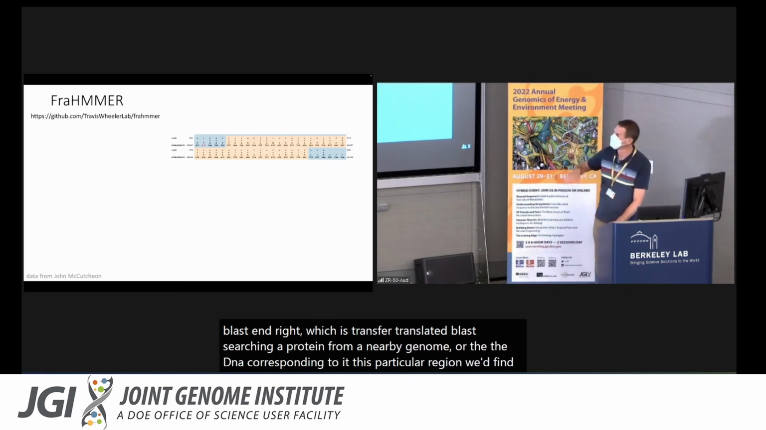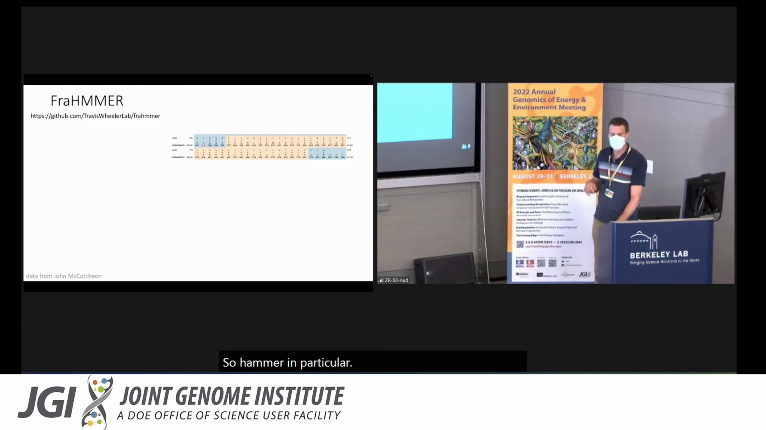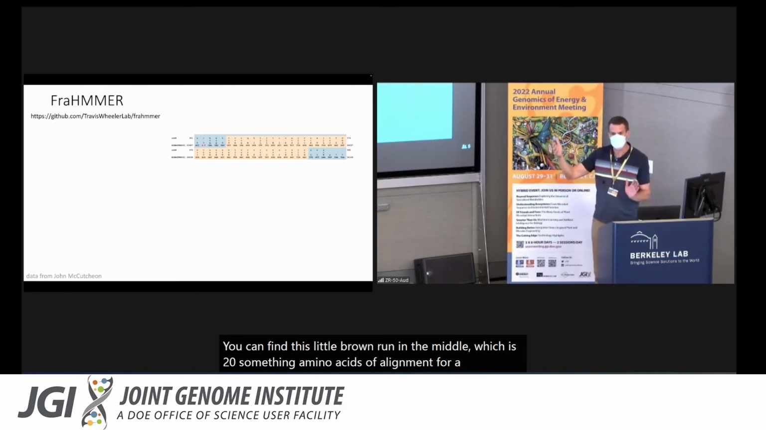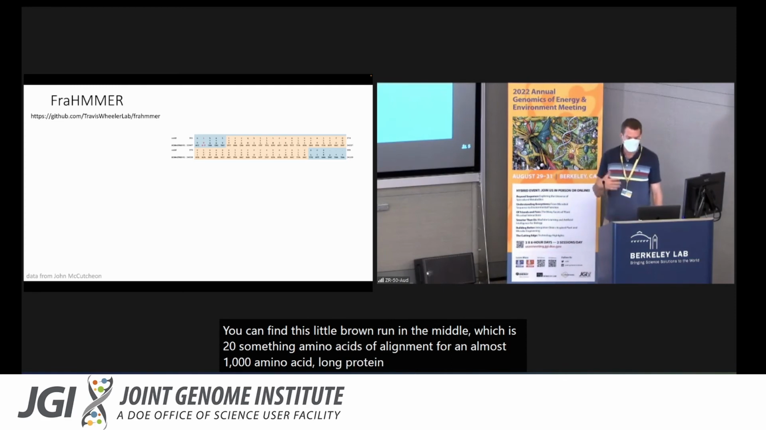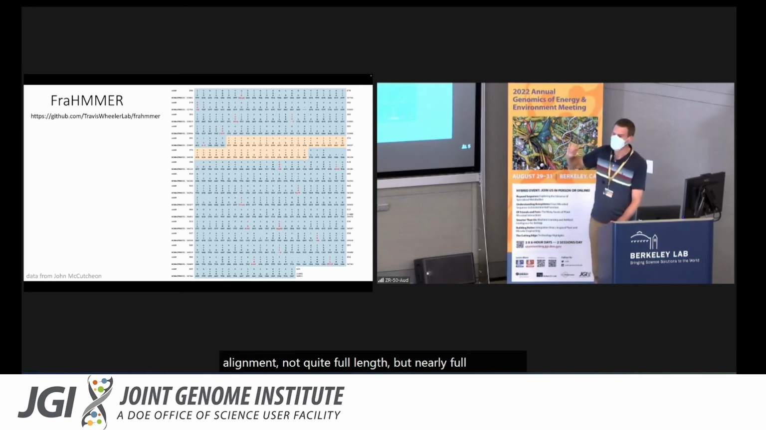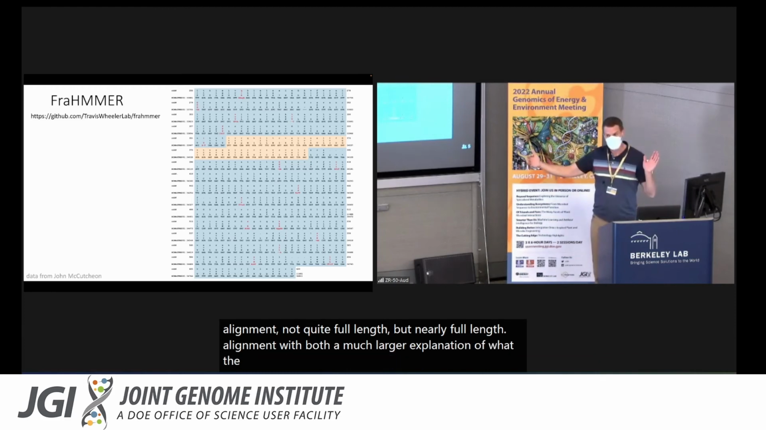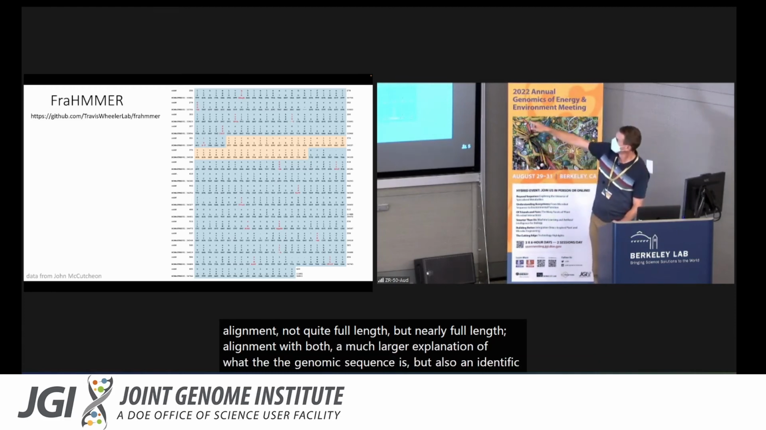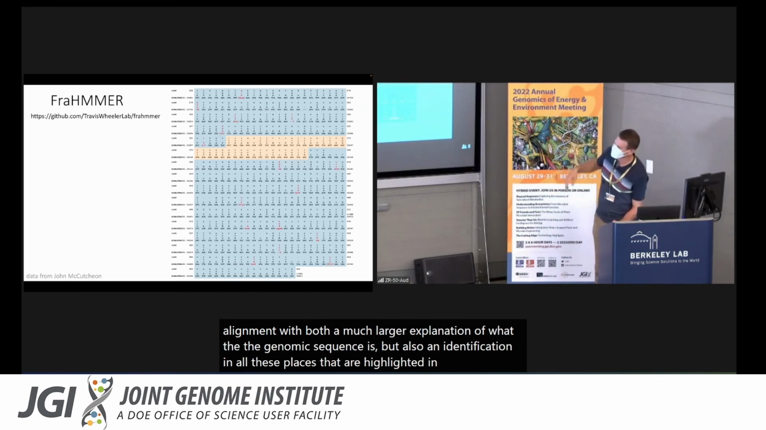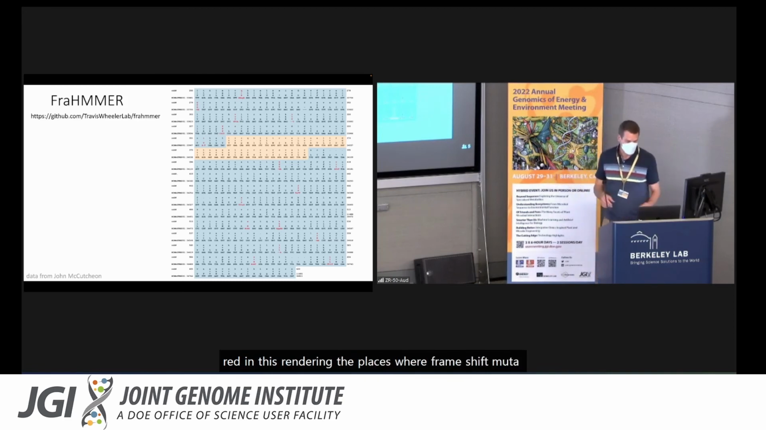find nothing at all. And if you use profile hidden Markov models, so HMMER in particular, a variant that does translated search, you can find this little brown run in the middle, which is 20-something amino acids of alignment for an almost 1,000 amino acid long protein. And if you use Framer instead, we can get a nearly full length alignment, with both a much larger explanation of what the genomic sequence is, but also an identification in all of these places that are highlighted in kind of a crummy red in this rendering, the places where frameshift mutations are inferred to have occurred.